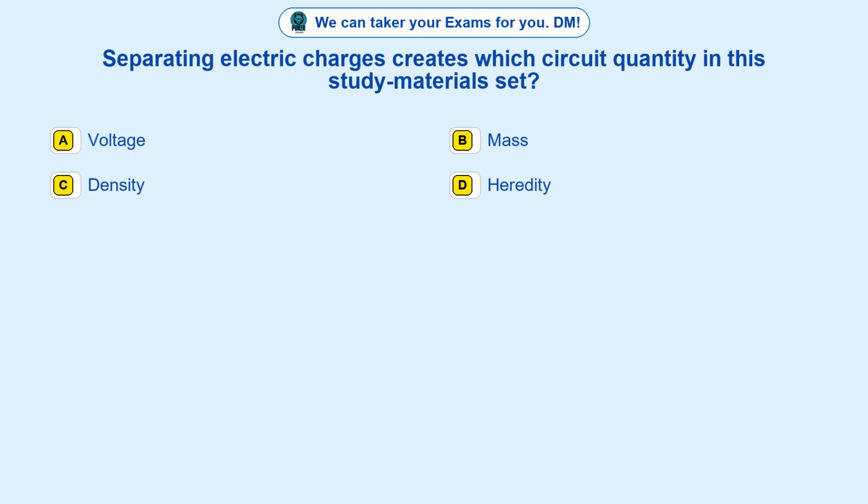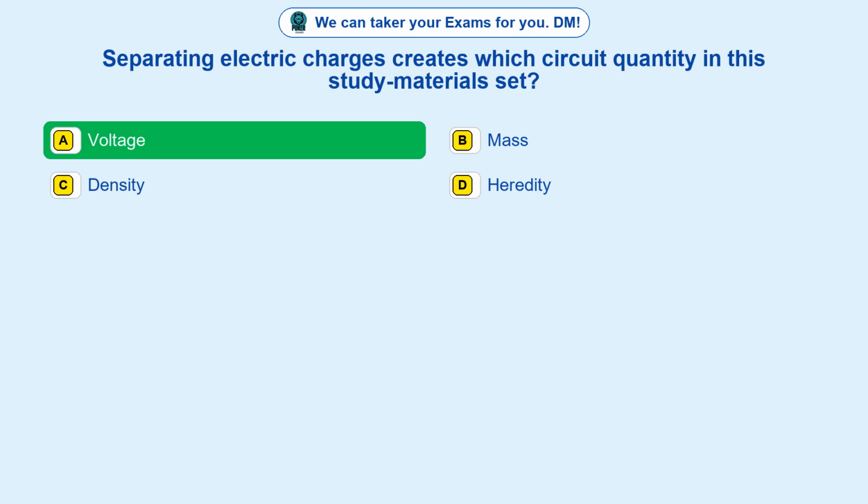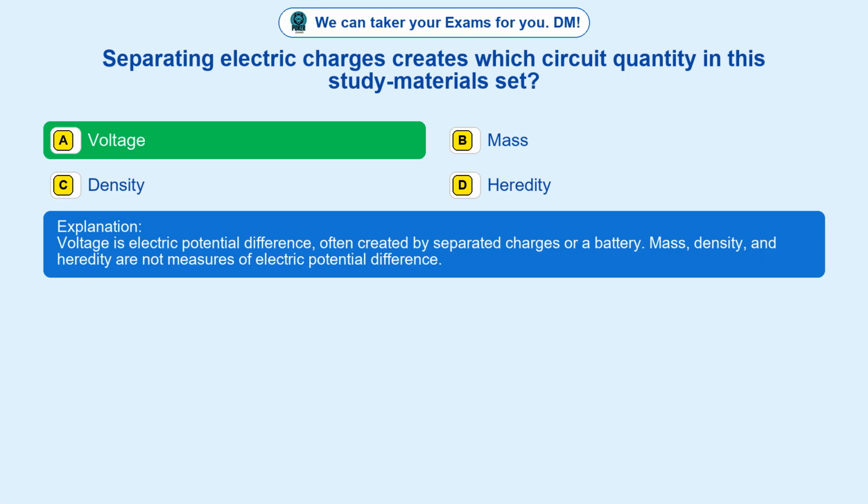Question 70. Separating electric charges creates which circuit quantity in this study materials set? Option A, voltage. Option B, mass. Option C, density. Option D, heredity. The correct answer is option A. Voltage. Voltage is electric potential difference, often created by separated charges or a battery. Mass, density, and heredity are not measures of electric potential difference.